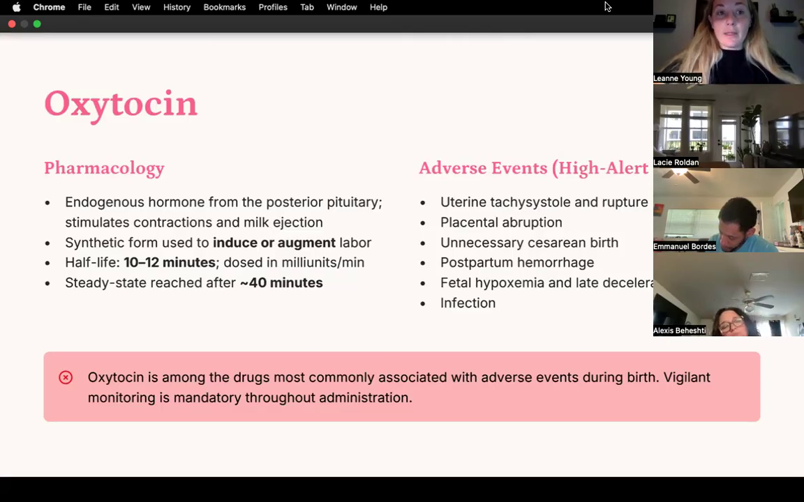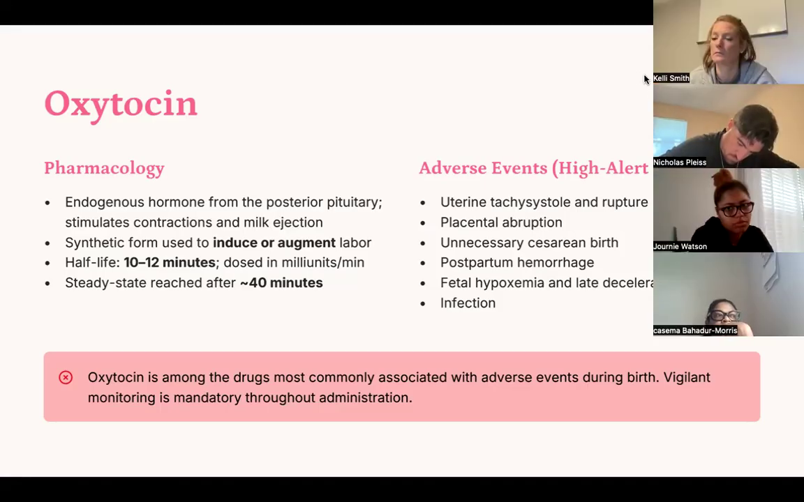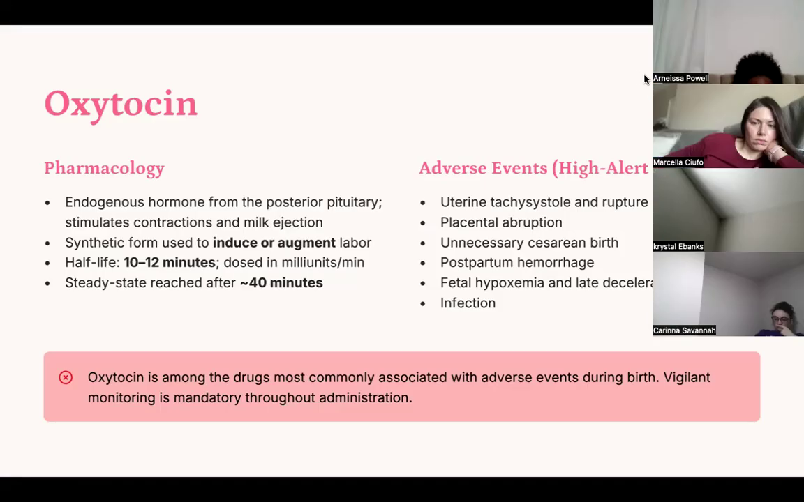And that is why, as a bedside nurse, you need to be comfortable running this medication and being able to analyze signs and symptoms of uterine tachysystole, because we don't want our patient to have a cesarean delivery simply because we ran our Pitocin too high.